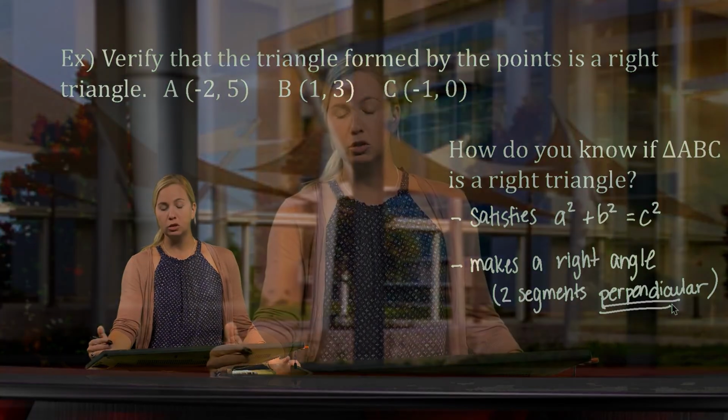Now, either of these options will work. The first option, using the Pythagorean theorem, requires that we use the distance formula. We are going to have to find the lengths of all the sides. The second option only requires us to use slope. So we're actually going to investigate the second option of determining that two sides are perpendicular.